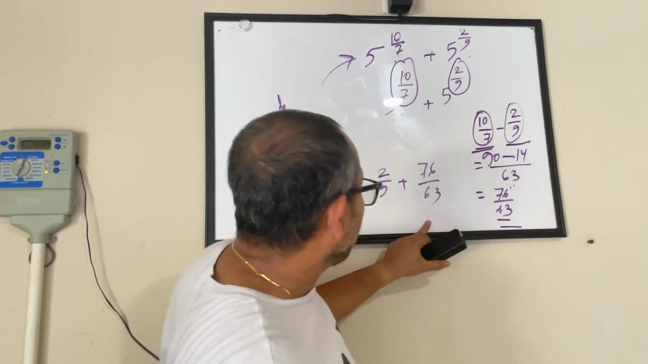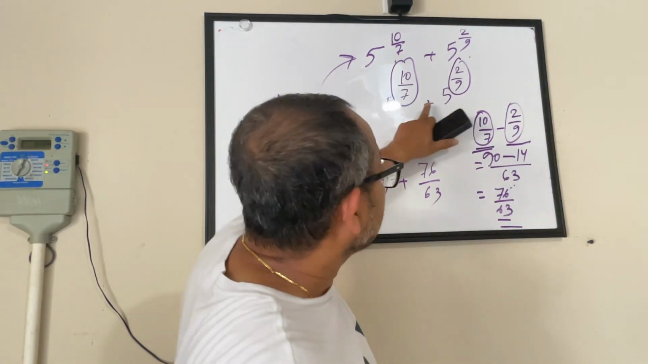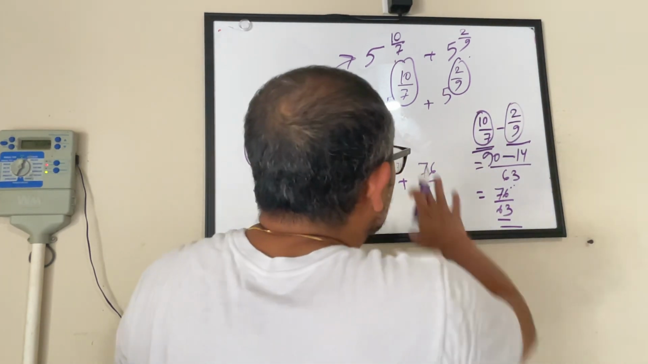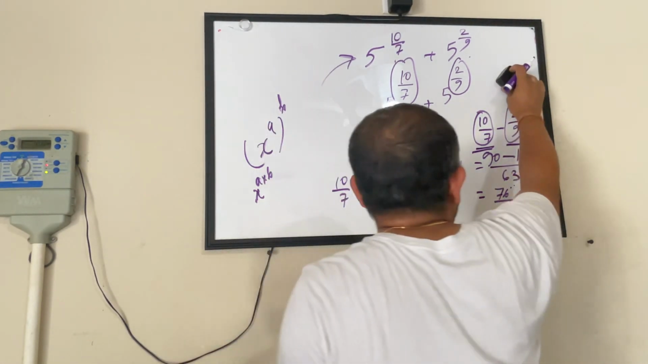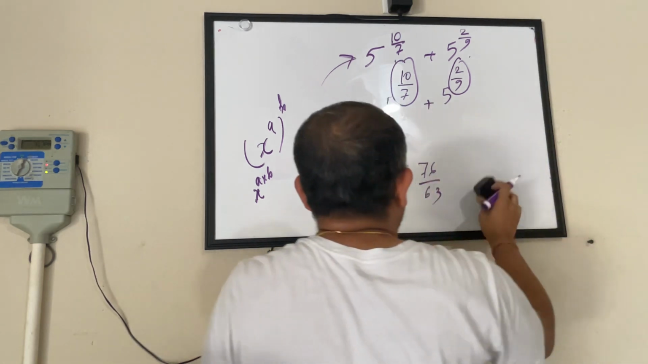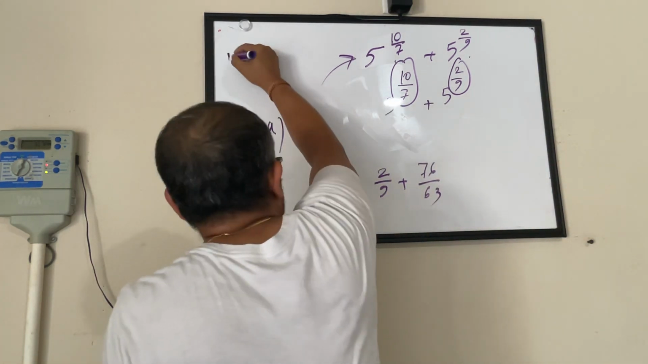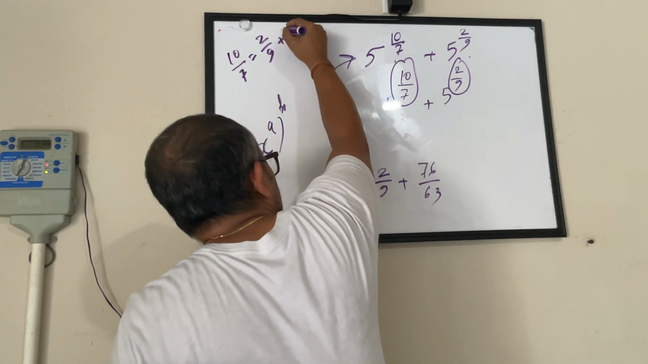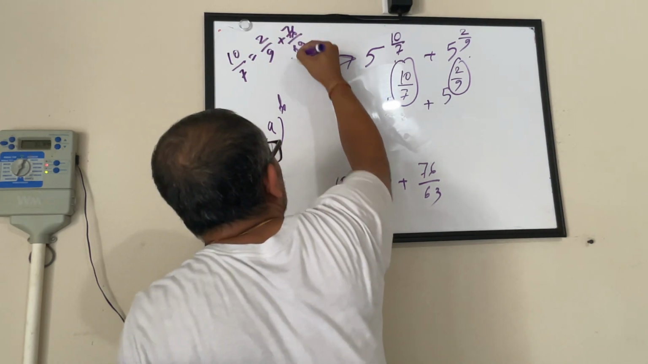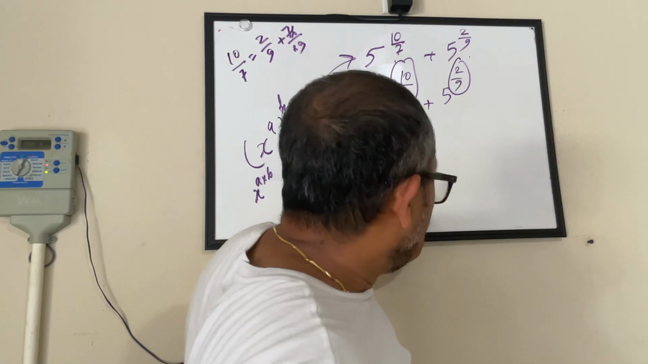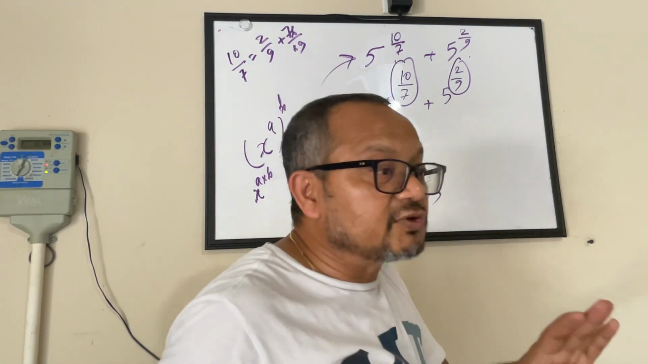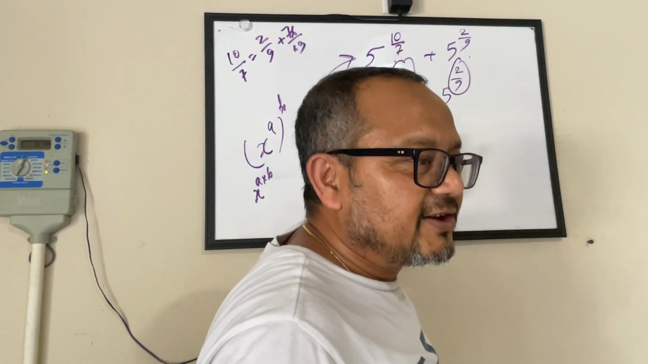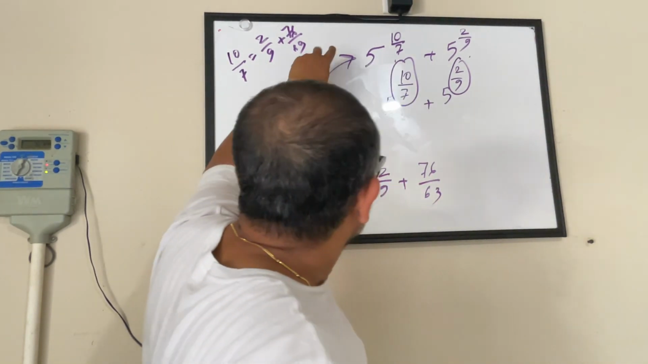And why am I doing that? Because I'm trying to take something common out between these two numbers. So you can stop here also. Okay, so let me write it. 10 by 7 equals 2 by 9 plus 76 by 63. And I'm sure everybody is confused right now, because I'm trying to rewrite something on the fly.